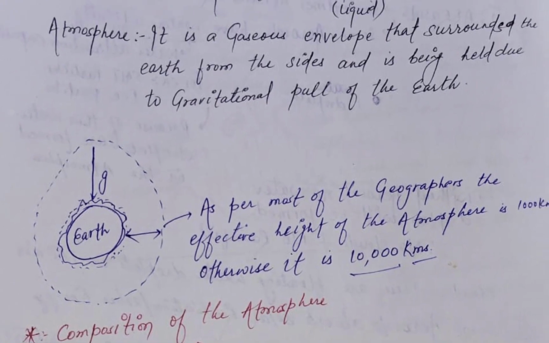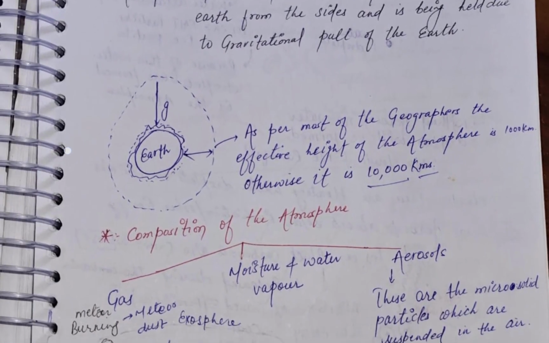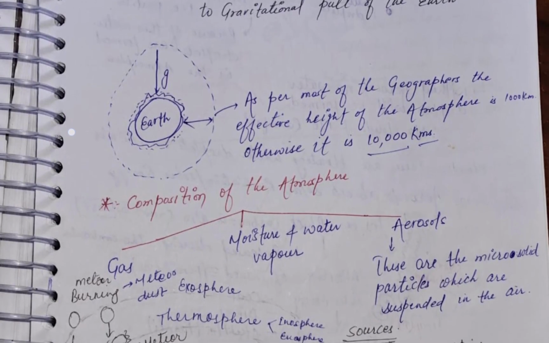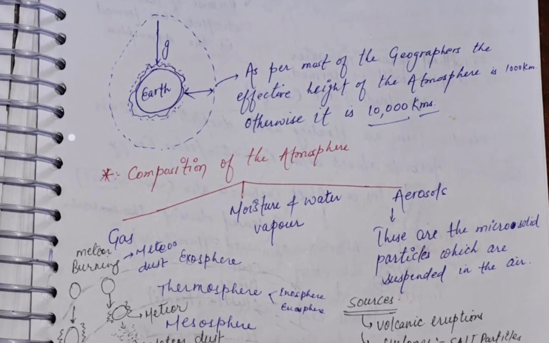No one exactly knows the exact height of the atmosphere. Some say it is thousands of kilometers. Some say it is ten thousands of kilometers.